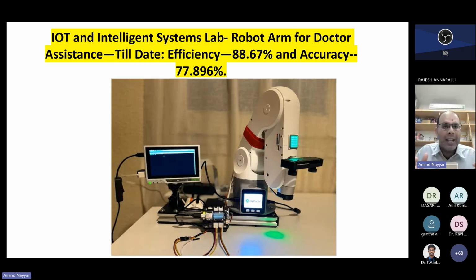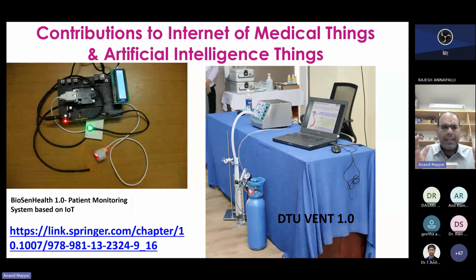And we are using NVIDIA Jetson Nano technology. Very soon, this efficiency and accuracy will be touching about 90% by April or maybe May 2025. And this is what we can say are the top contributions of Internet of Medical Things and Artificial Intelligence. You can see the BIOS and Health 1.0. After that, we have also designed the D2 ventilator.